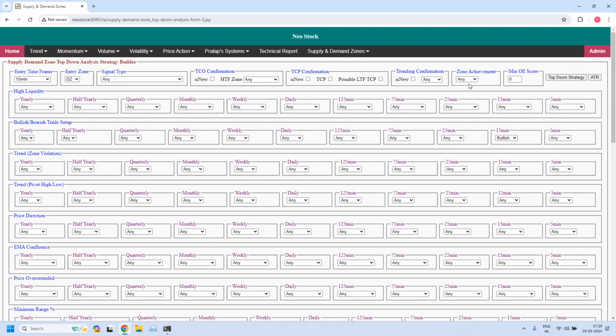And the second filter is zone achievement. The zone achievement should always be violated opposing zone, VOZ. This is the value I set. Because without zone achievement VOZ, violated opposing zone, if you want to trade, it is highly risky. And the third filter we are setting is the minimum odd enhancer score. For a bullish or bearish trade setup, the minimum odd enhancer score should be 12. So we set the value 12. All these points are covered in our training lessons. So with these filters I am generating the report.